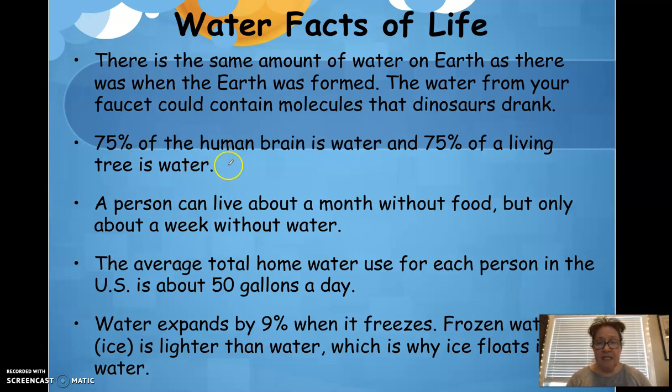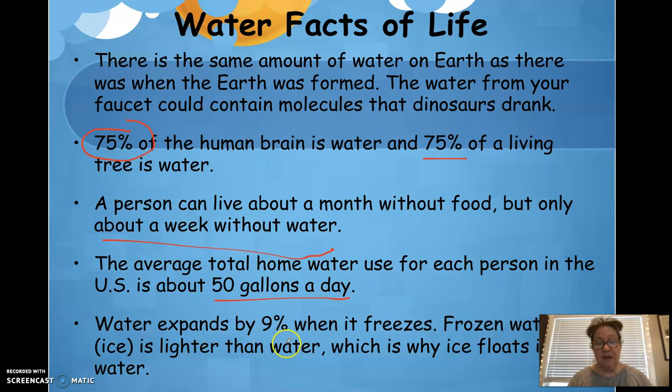Some other water facts, we've got several listed here. I think some of the ones that's kind of unique is that 75% of the human brain is water, and 75% of a living tree is actually water as well. A person can live about a month without food, but we need water in order to survive. We cannot make it more than maybe a week. And then the average total home uses 50 gallons a day. So you had an activity where you're seeing how much water you consumed.